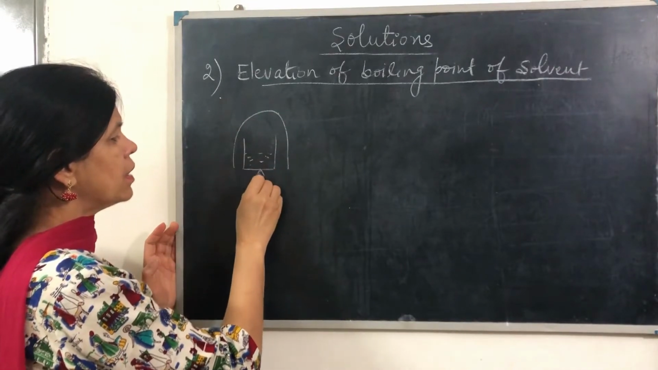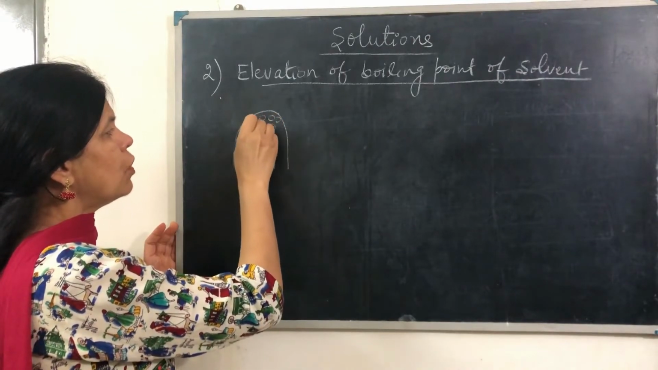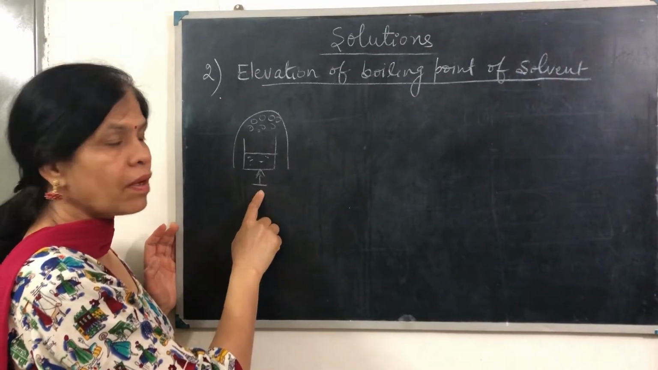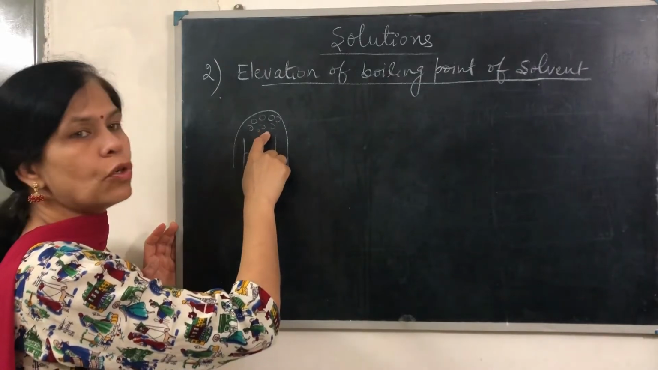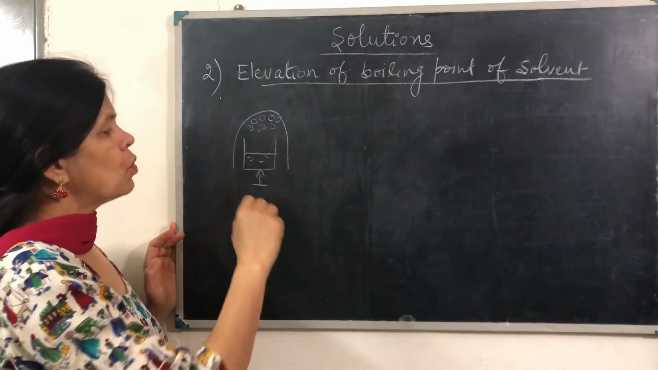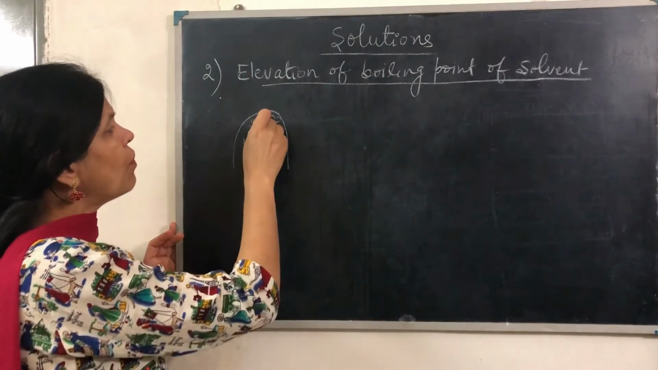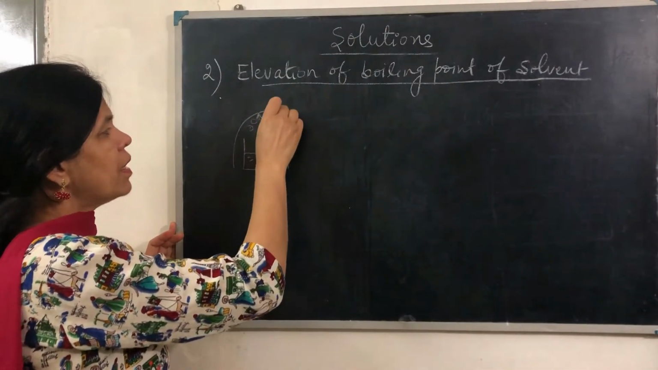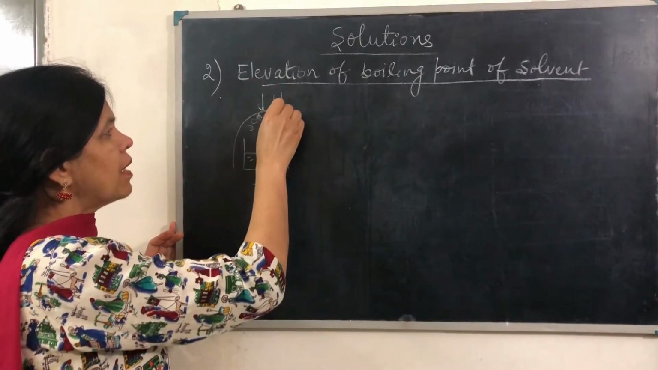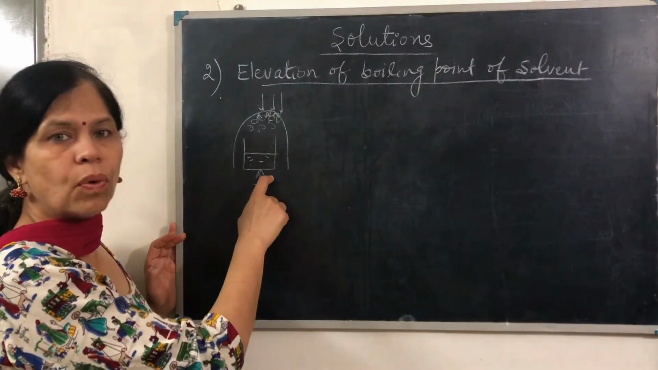I'll start heating it. After some time, some vapor pressure is exerted over the surface of the liquid. At a particular temperature, vapor pressure becomes equal to the atmospheric pressure. What is atmospheric pressure? It is 1 atm. When the vapor pressure becomes equal to the atmospheric pressure, vapor pressure is exerted in the upward direction, whereas atmospheric pressure is exerted in the downward direction. When the two forces balance each other, then the liquid starts boiling.